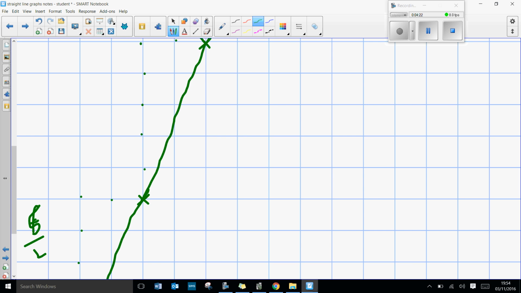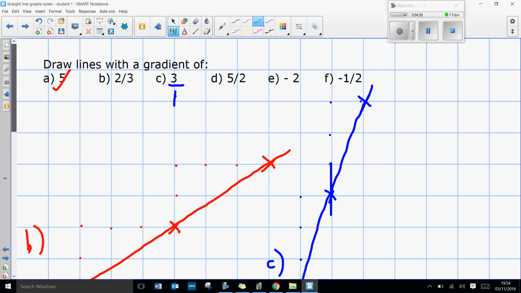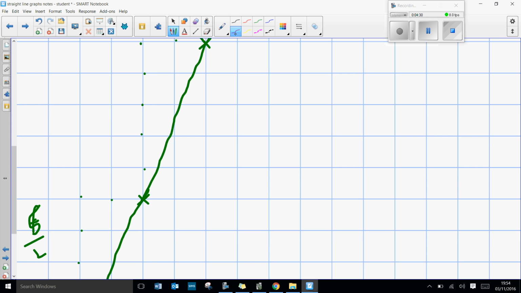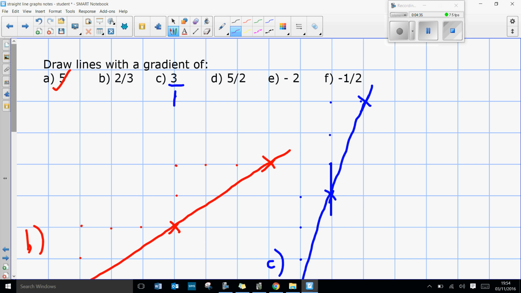Okay, moving on to the next example. This one's a negative gradient. So we know that it's going to be pointing in the opposite direction. It's a whole number at the moment, so we need to make it a fraction. So it's negative 2 over 1. Remember, as I said, you only change either the rise or the run to be negative. So in this case, I'm actually going to start up here.